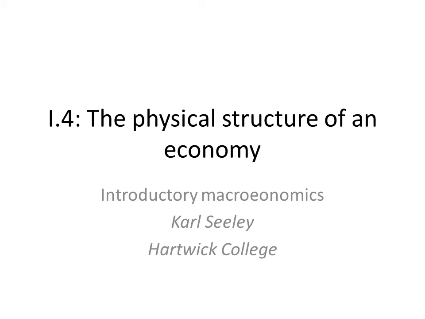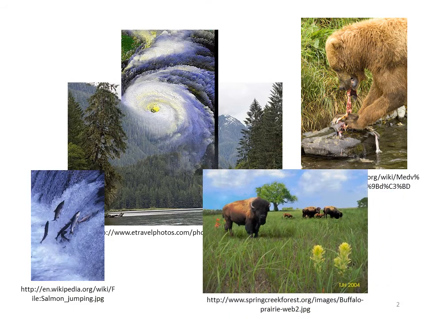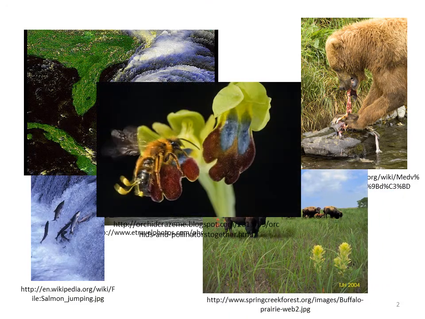This is Chapter 4, The Physical Structure of an Economy. We've spent the first 3 chapters looking at fish, bears, trees, grass, bison, hurricanes, and bees that think they're getting it on when really, dude, it's just a flower. And the obvious question is, what does this have to do with economics.